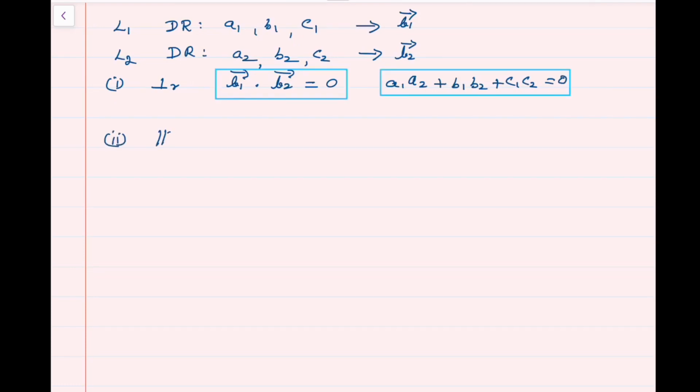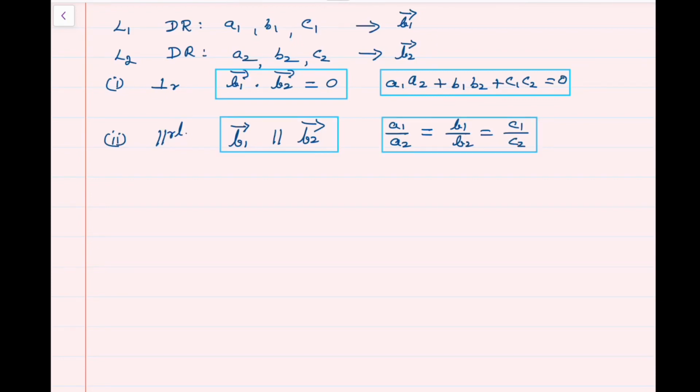Second point, when two lines are parallel, then vector b1 is parallel to vector b2. The parallel condition for two vectors is proportionality: A1 by A2 equal to B1 by B2 equal to C1 by C2. Or the other condition is vector b1 cross vector b2 should be 0. But we use the proportionality while solving the questions because it is easier, no calculation required there.